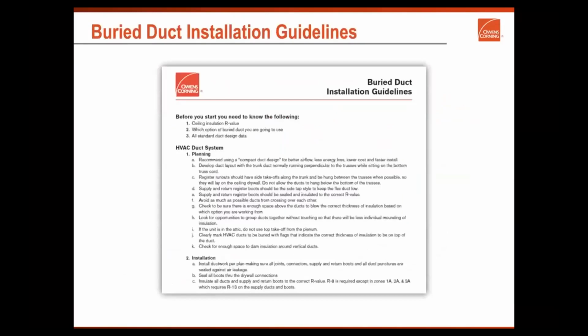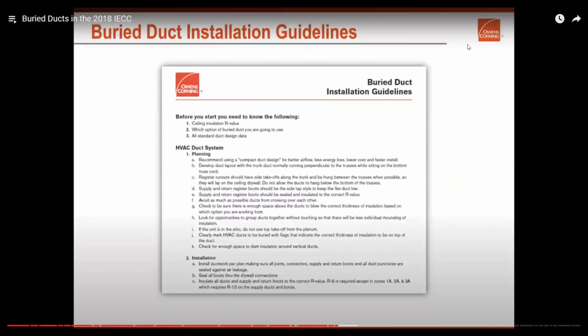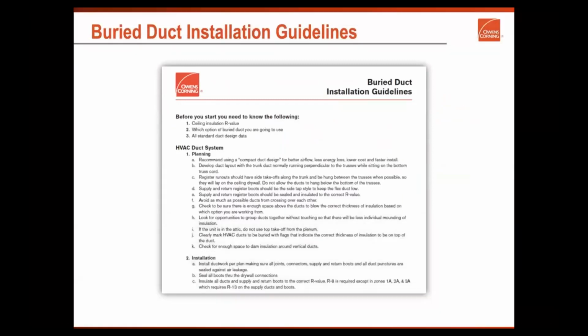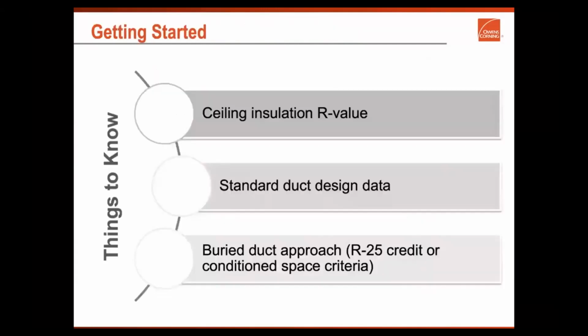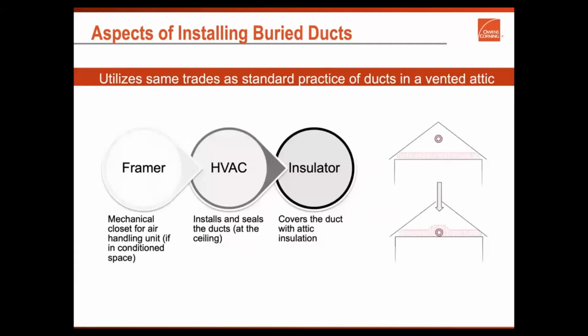So installation, right? Owens Corning ourselves have set up a set of guidelines based on our experience. At the moment, I don't know of any other manufacturer that has done this. So if you end up looking for buried ducts, you're going to find us, but we are trying to work with other insulation manufacturers because we feel it's a wonderful solution to home efficiency for the future. So we have to look at the ceiling R value, the standard duct design, and the R25 credit for conditioned criteria, right? So we have to talk to the framer in case there's anything that needs to be done. And then the HVAC has to be installed and sealed, and then the insulator has to properly cover it, right?